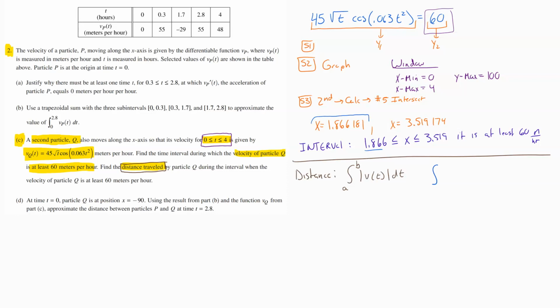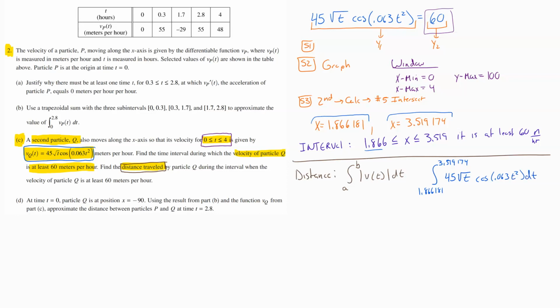And again, when you're not getting the final answer, you want to use the larger, longer decimals. So from that 1.866181 up to our upper interval of that region, which was 3.519174. And we're going to do this of our velocity equation, the equation that they gave us to work with here. So this is 45 square root of t, and then times the cosine of 0.063 t squared dt.